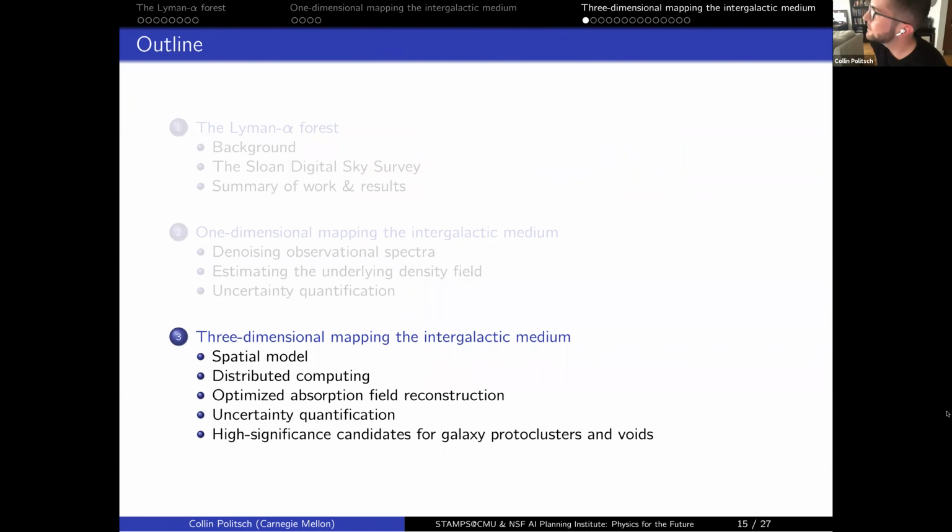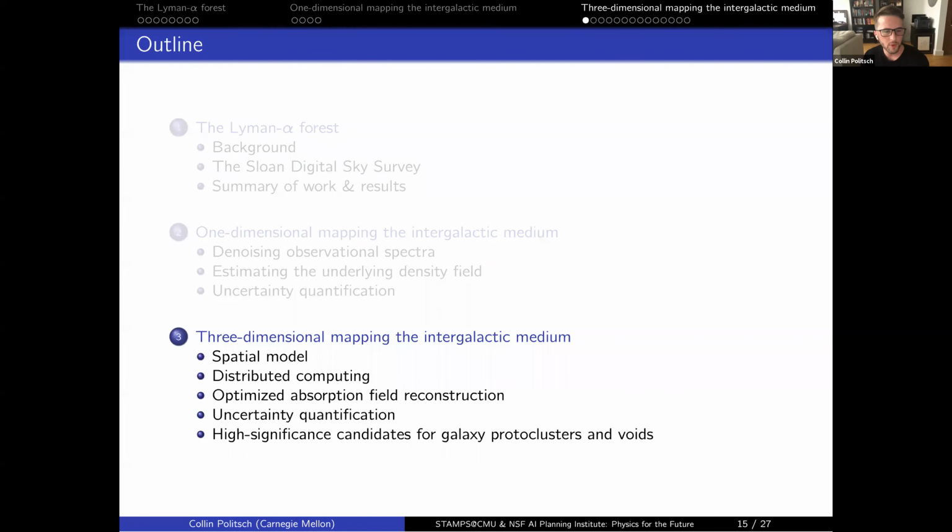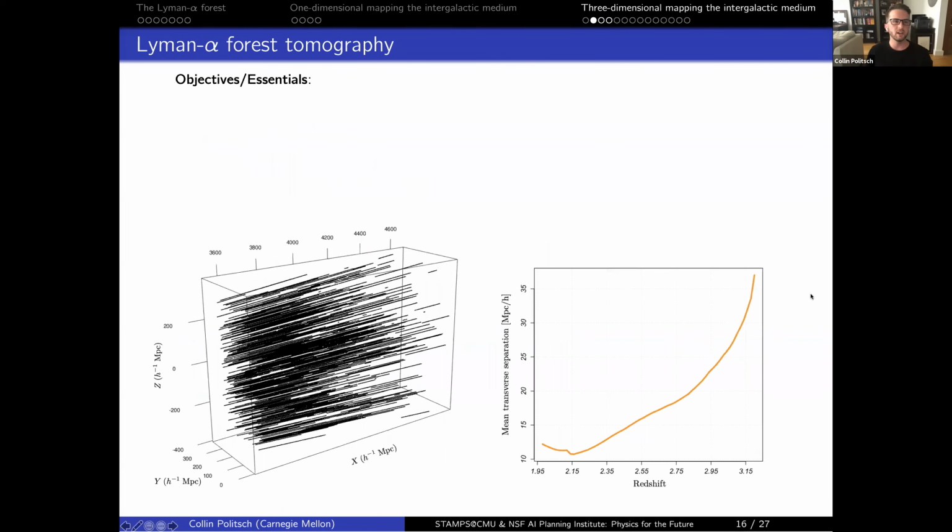Okay, now getting to the focus of the talk is the three-dimensional map of the intergalactic medium. So this is generally a problem that's referred to in the literature as Lyman alpha forest tomography. It's been around for quite a while. Most of the work has involved hydro simulations.